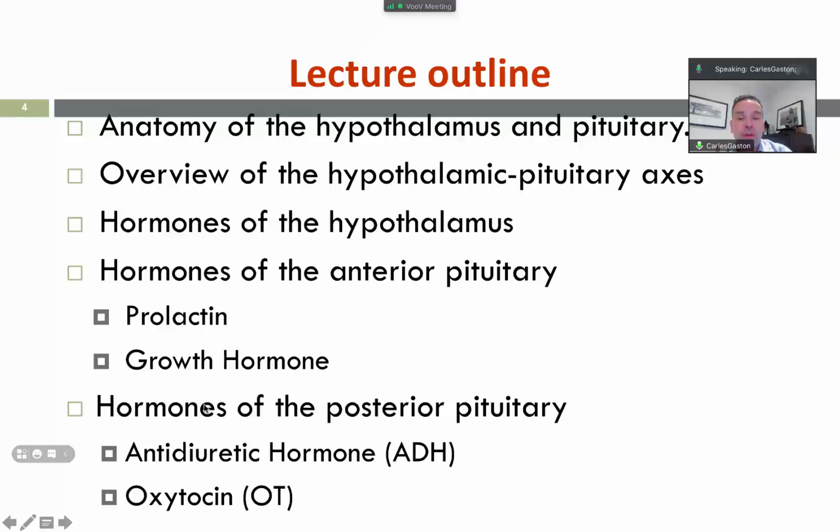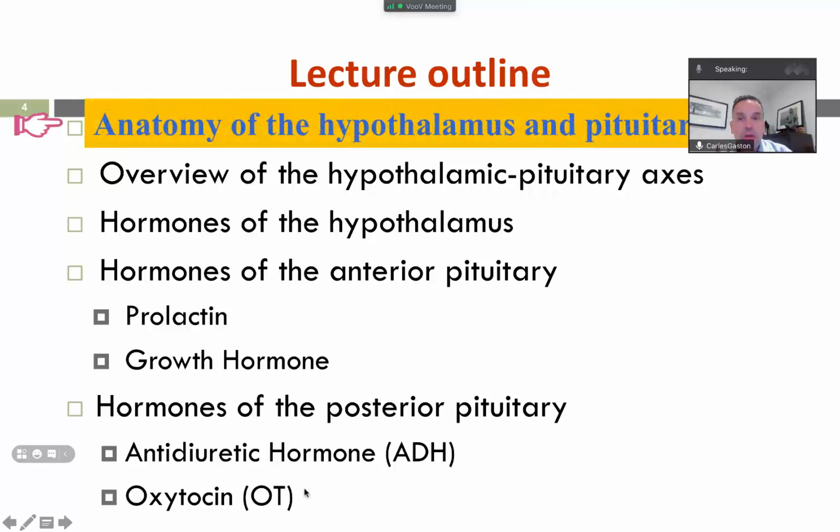Also, we're going to talk about the hormones of the posterior pituitary gland, such as antidiuretic hormone or ADH, also called arginine vasopressin, and oxytocin or OT. So, just to start the lecture today, we're going to talk about the anatomy of both the hypothalamus and the pituitary.